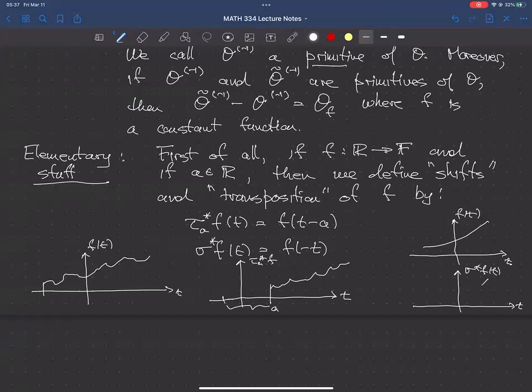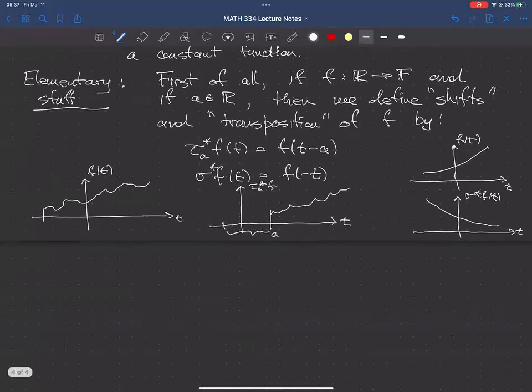And then, oh, sorry, the other way around. Okay, the transposition will look like that. So you can do this with signals. This can also be done with distributions, and the way you do it is by applying the construction to the test signal.